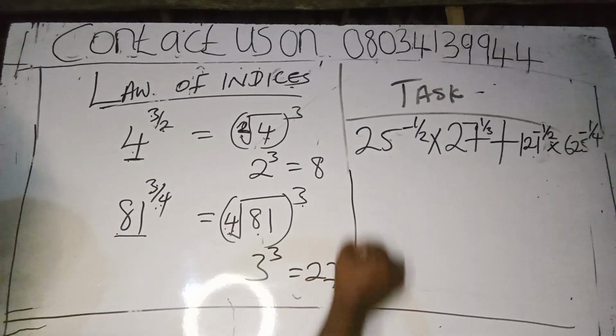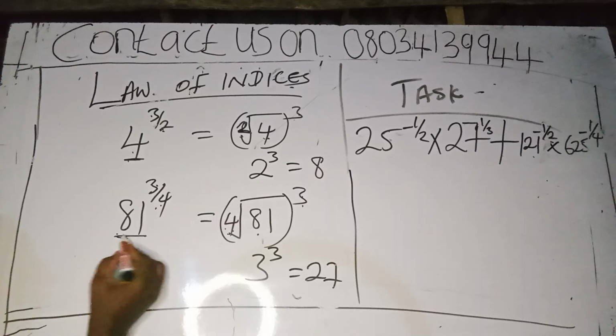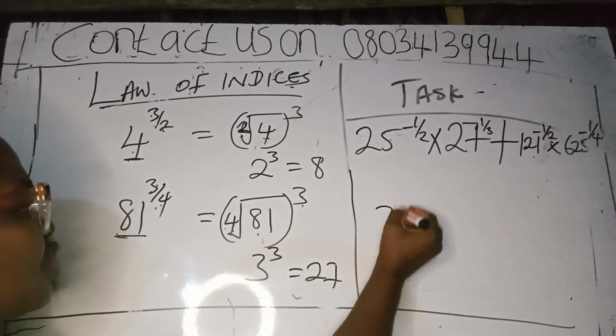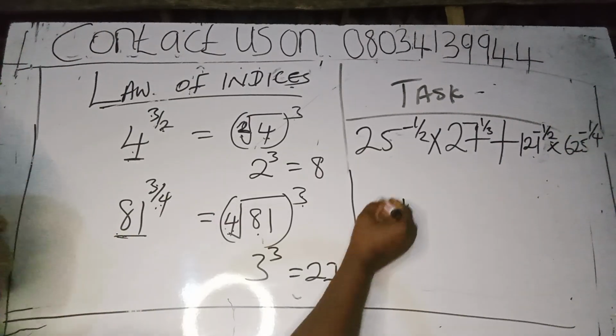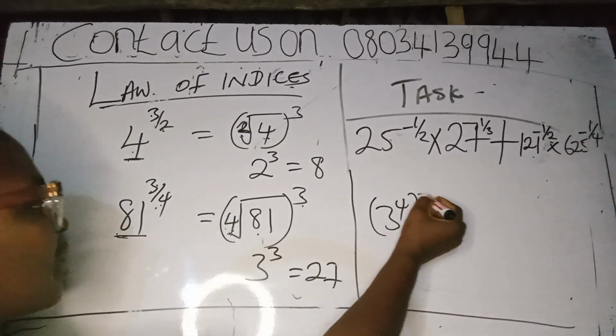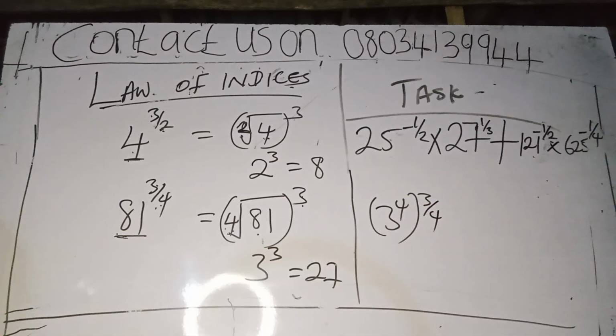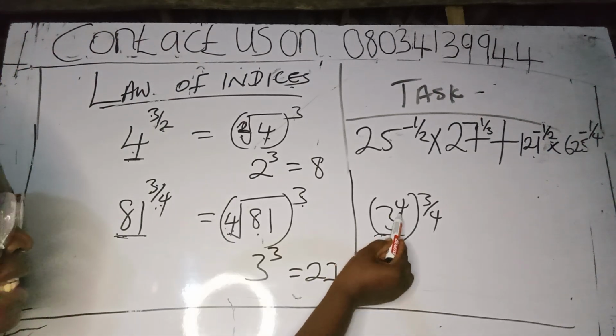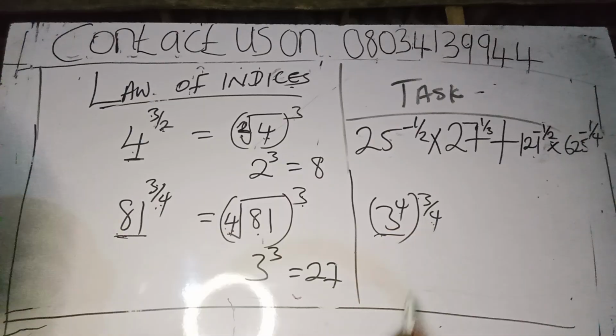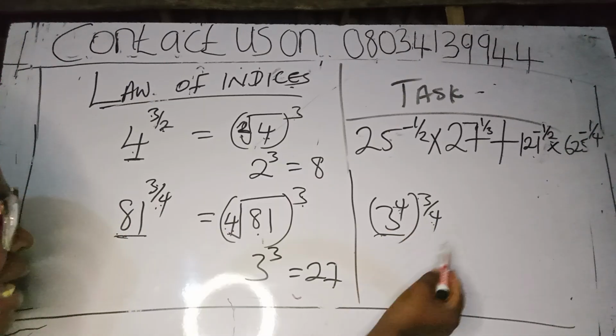Of course, a student who visualizes this 81 directly as 3 raised to power 4, then bringing up her power 3 over 4, will still arrive at the same answer. Why? Because this has automatically landed her back to power law, which states that when a base and its power are together raised to another power, the 2 powers multiply themselves.